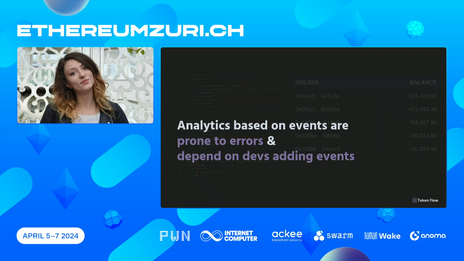So analytics based on events are prone to errors and depend very much on your understanding of a smart contract. Also, events cost gas. So there's a tendency for people to stop emitting events because they want to save gas. There was an actual discussion yesterday on Twitter where Uniswap contracts on V4 spend 1% of their gas cost on emitting events. 1% for Uniswap is a lot of money.